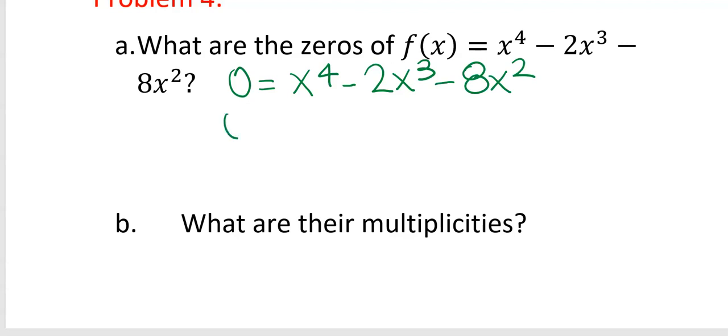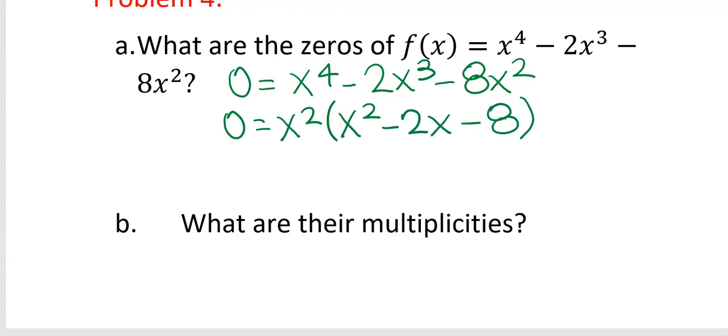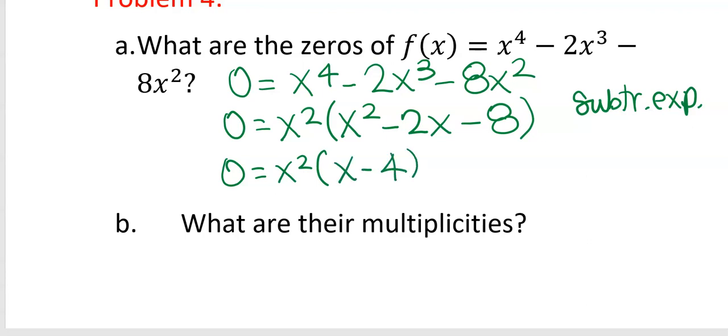On this one, we can take an x squared out, and we're left with x squared minus 2x minus 8. Remember to subtract those exponents. We're still going to factor the parentheses, which means factors of negative 8 that add up to negative 2. X minus 4, x plus 2.